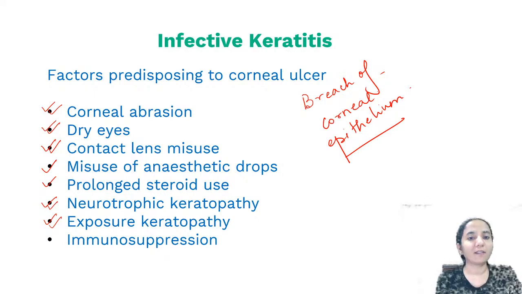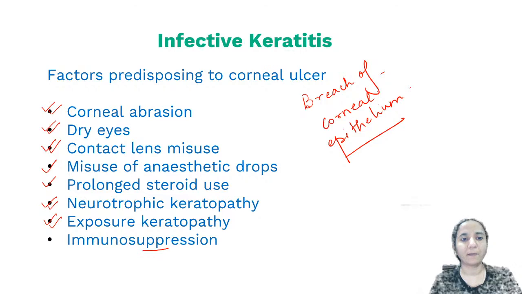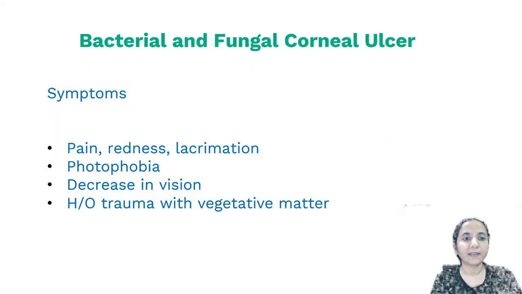Then of course the general causes for all infections are conditions which cause immunosuppression, like prolonged use of immunosuppressants, patients who have AIDS, uncontrolled diabetes, etc. So these are the predisposing factors to a corneal ulcer. Now today in this session, I will be discussing two types of corneal ulcers, that is bacterial corneal ulcers and fungal corneal ulcers. Right?